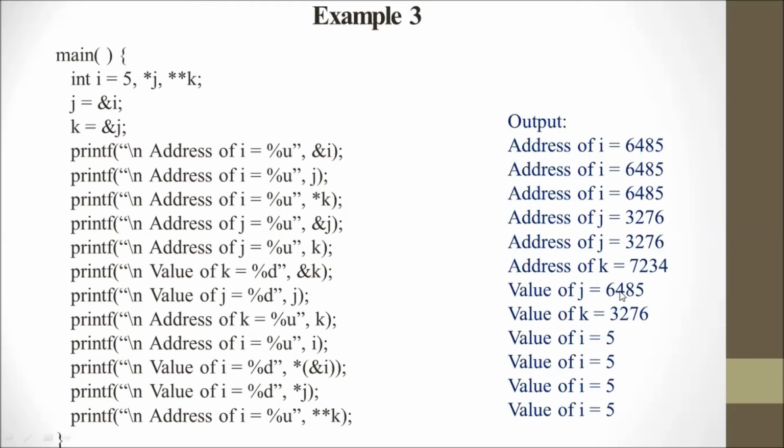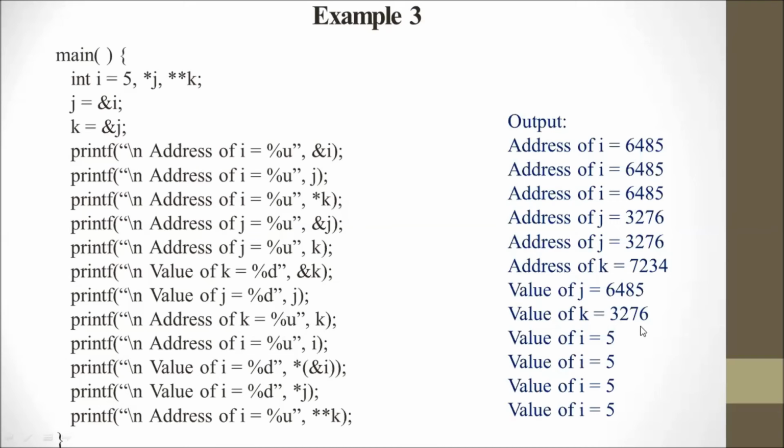Because j contains the address of i, it will print 6485, the actual address of i. And address of k, so this will print the actual address of k.